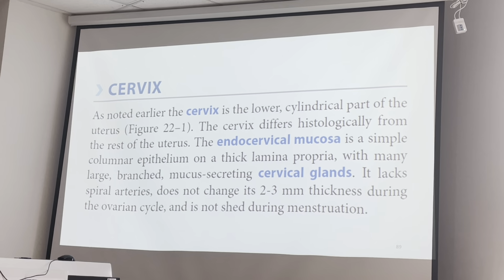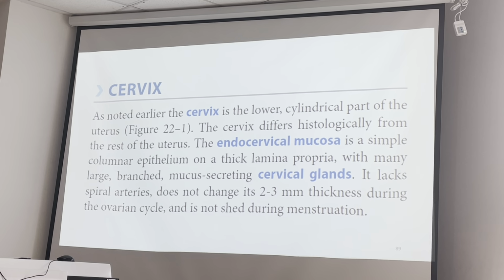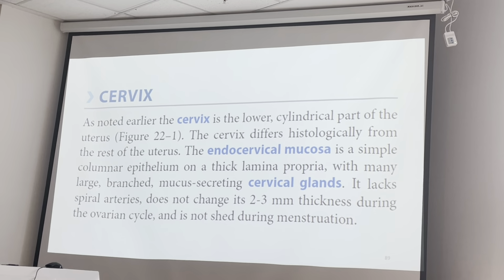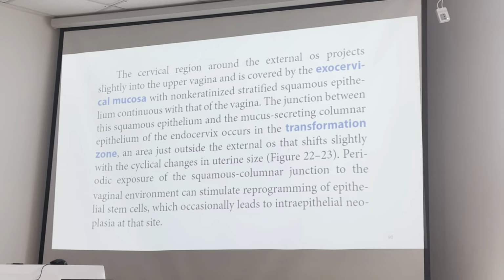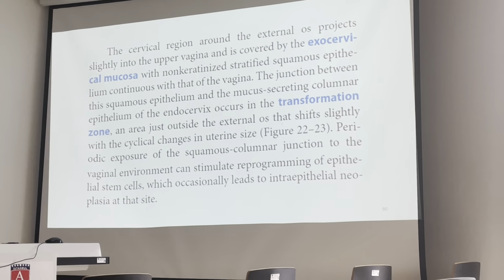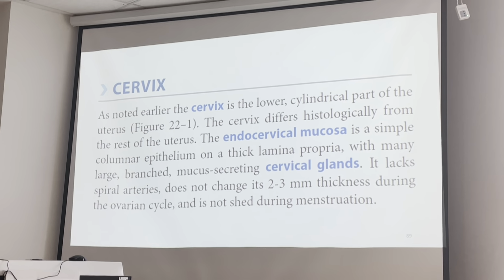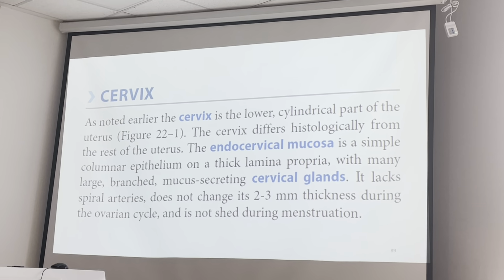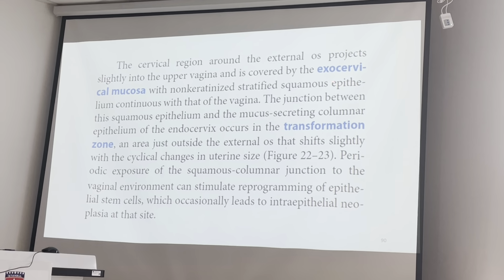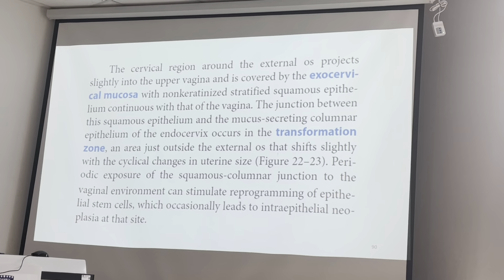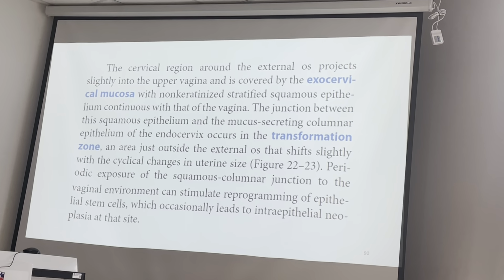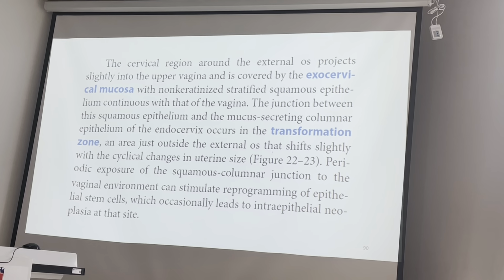Now we are going to talk about the cervix. You know the anatomy of cervix. We have the endocervix and exocervix. Endocervix continues with the uterus and is covered with simple columnar epithelium, but exocervix continues with the wall of the vagina and is covered with stratified squamous epithelium.